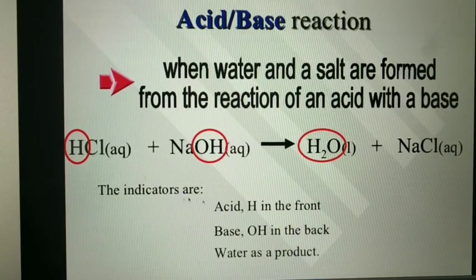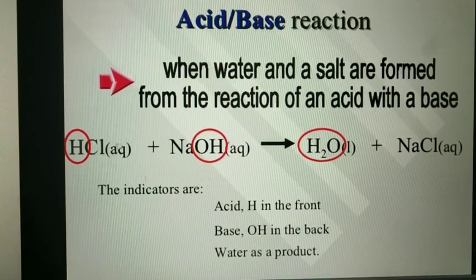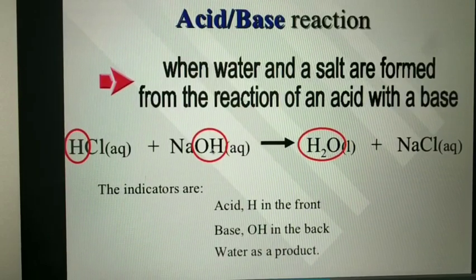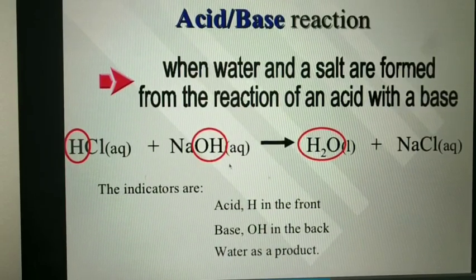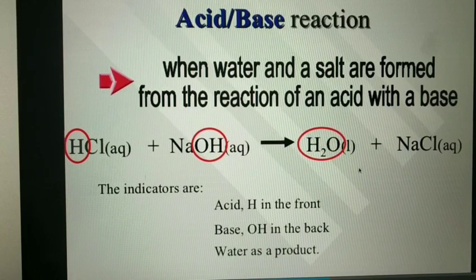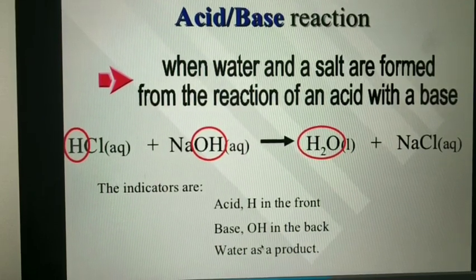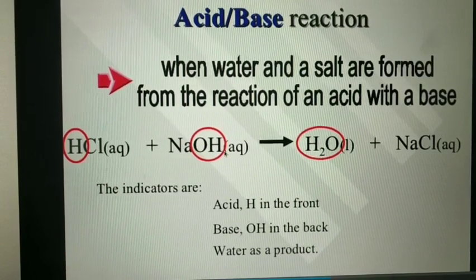So the indicators are what? Acid, H in the front. You see H in the front, that means this is acid. Base, OH in the back, this is base. And whenever it reacts, it forms water and salt. Sodium chloride is salt. So this is all about neutralization reaction.